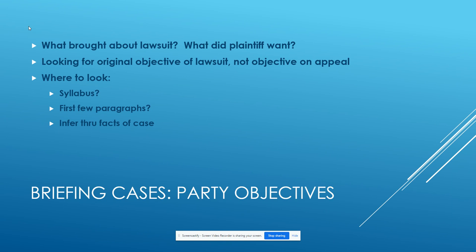So, our party objectives. Okay, so this is part of our facts, right? Our underlying facts. What brought about the lawsuit? What did the plaintiff want? What happened? So this is part of our facts section. Where do we look to find that? You look through the syllabus. Remember that syllabus section we looked at in Trump versus Hawaii? It's just a summary of what happens in the case. The first few paragraphs go through the facts of the case. And then remember, sometimes the underlying objectives are not what's on appeal. Sometimes what's on appeal is just part of the procedure, how this case proceeded through the court system.